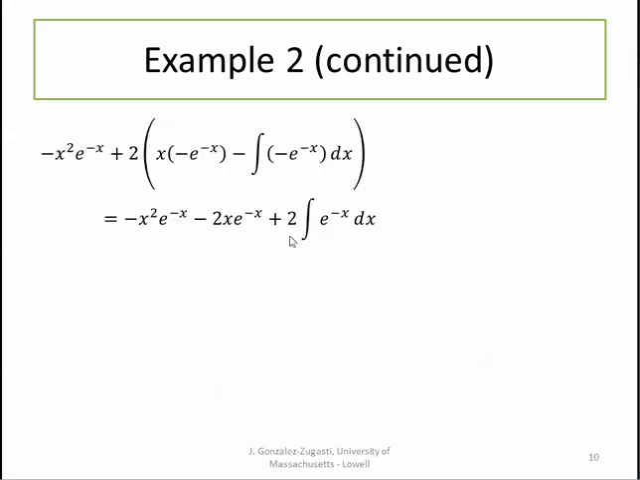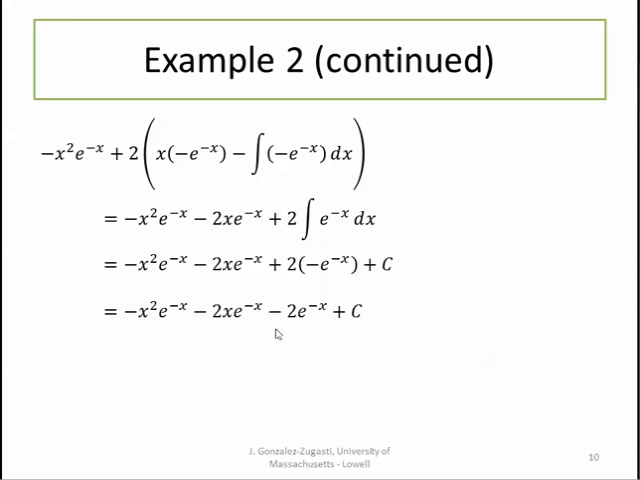And now the only integral I have left is 2 times the integral of e to the negative x dx. We know how to find that antiderivative. We go ahead, and then we just simplify our answer. I'm going to get rid of these parentheses by rewriting the plus as a negative. And then I have a negative on each of the terms here, and an e to the minus x on each of these terms. I'm going to factor it out to get my final answer.